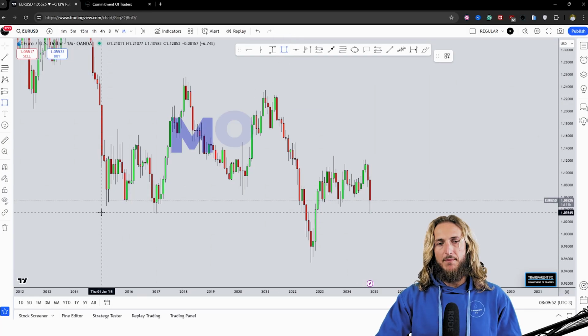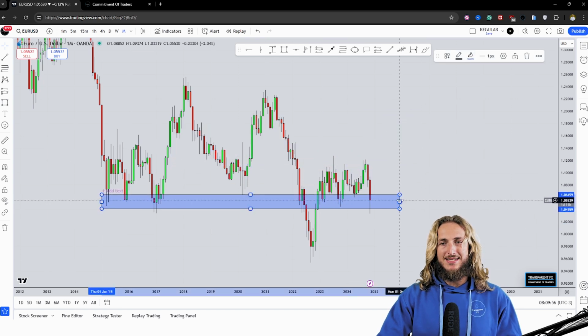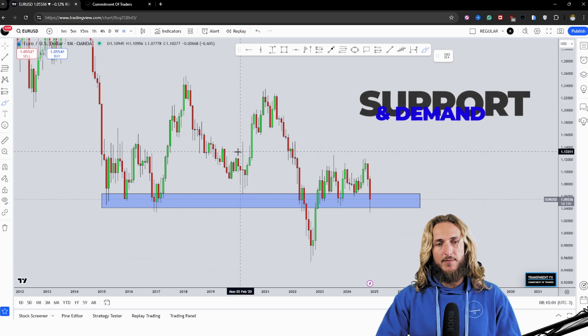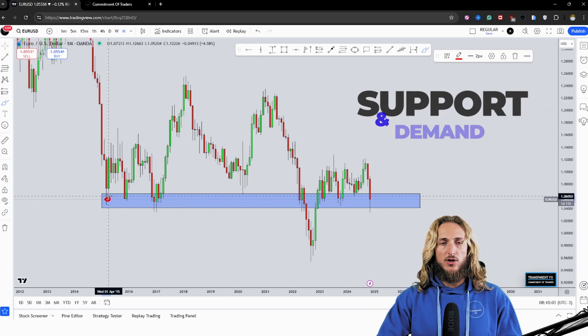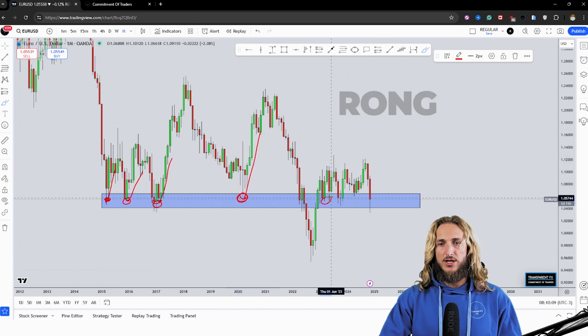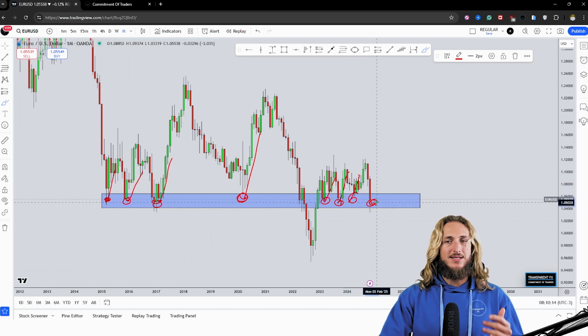Now, starting here from the monthly time frame, what we can see is that at the moment we have a market which is testing a quite strong historical monthly support and demand area. From here, in fact, all these previous rejections to the upside have been created. Every time that the market tested this zone, it got rejected to the upside quite aggressively. And we can notice how at the moment the market is testing the exact same area once again.